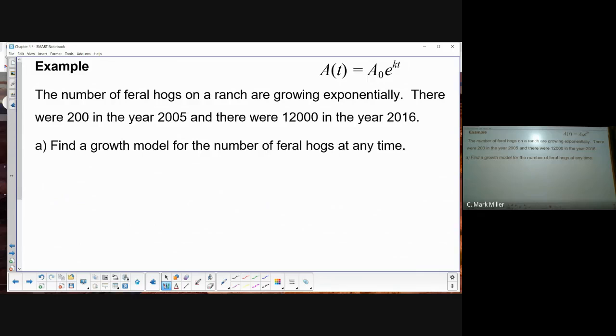Here we go. The number of feral hogs on a ranch are growing exponentially. There were 200 in the year 2005. There were 12,000 in the year 2016.